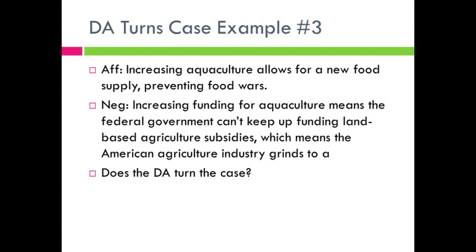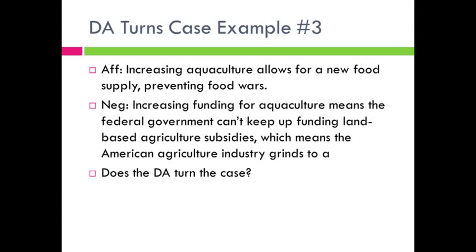In this case, I think you could say yes, because if we don't have American agriculture, then we can't supply all of the places that require American food, which means that it'll directly cause an increased demand for food, which offsets the decreased supply, which means that we are more likely to have food wars, right? Because if we can't produce land-based agriculture, then we will have a lack of food, which means that even if the AF increases aquaculture, which allows for a new food supply, the AF actually causes food wars by decreasing land-based agriculture, okay?